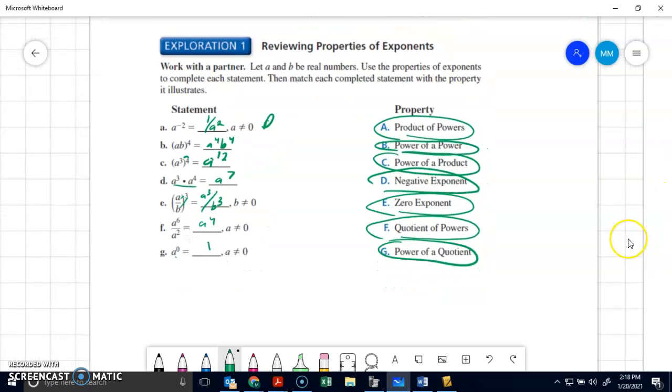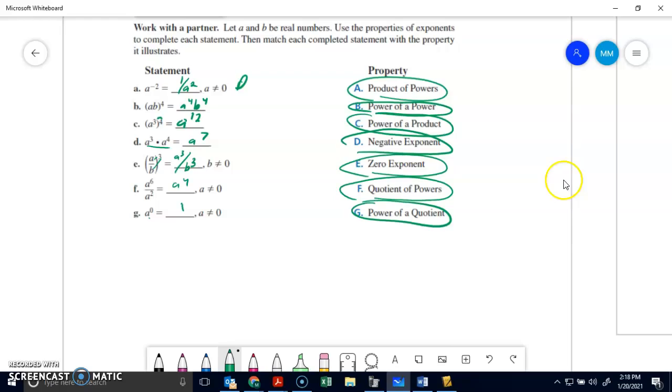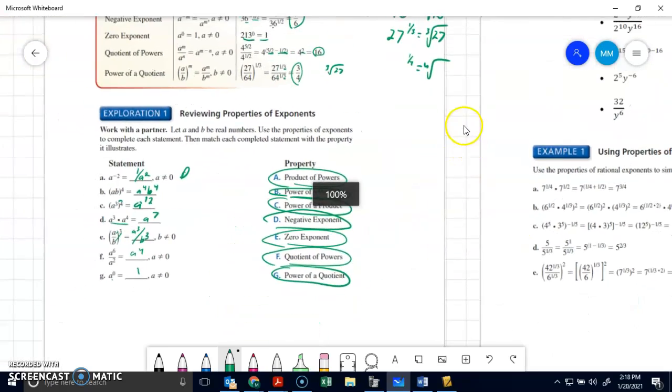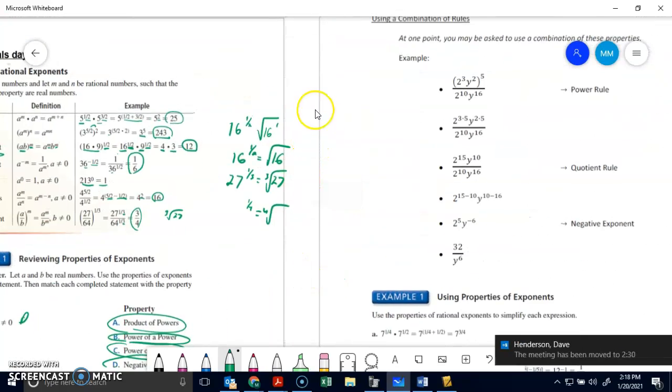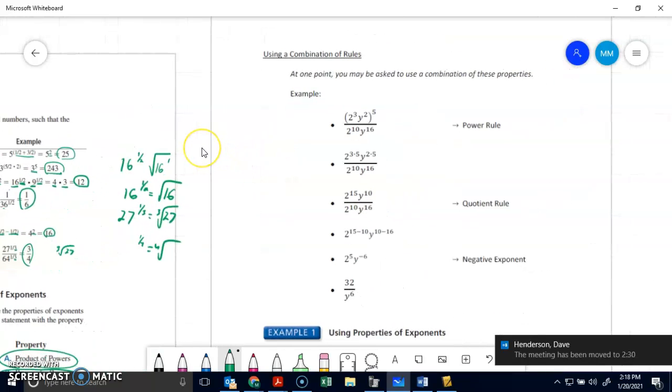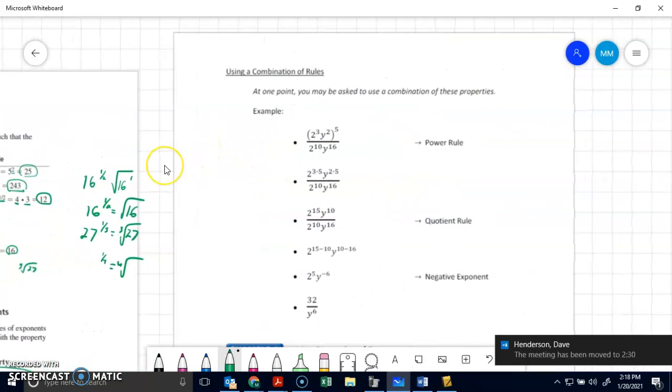And anything to 0 is 1, zero exponent. So I hope that helps you clean up some of the rules of exponents. I do have another example here of just rules of exponents in general. I know some people struggle with that.